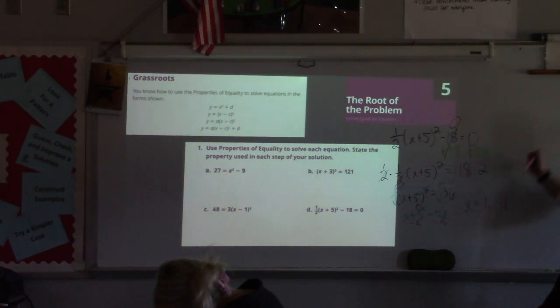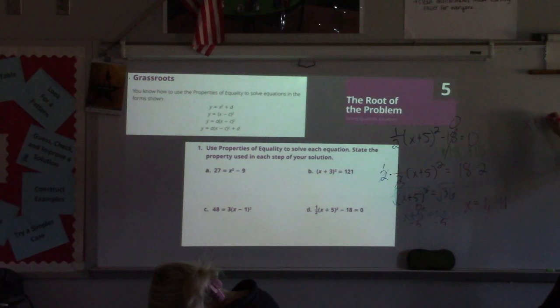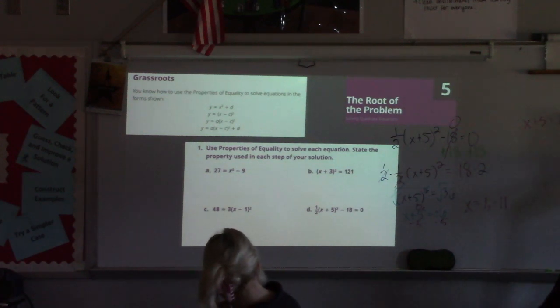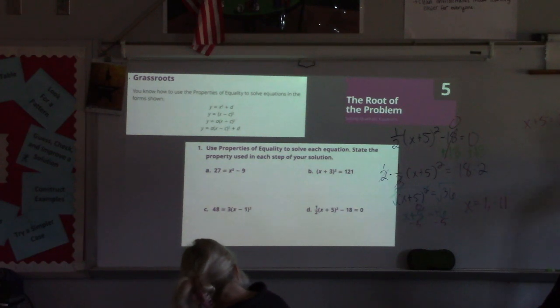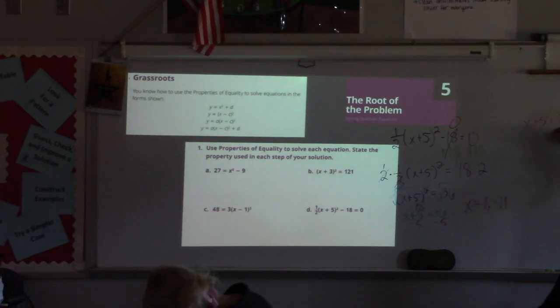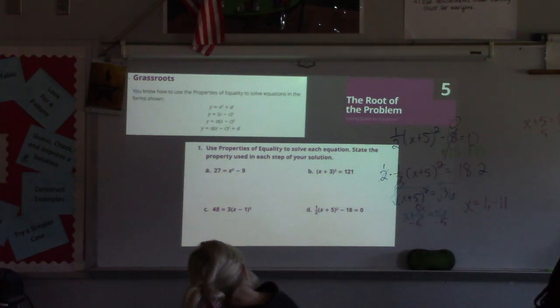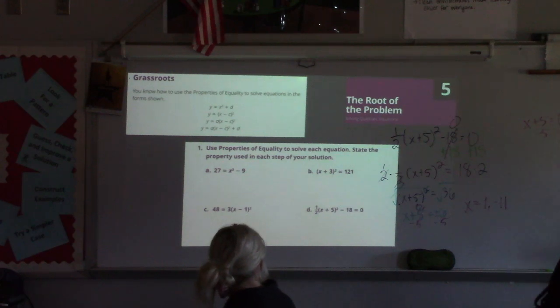Because remember, and that was a great catch by Jaden, x plus 5 is equal to 6, and x plus 5 is equal to negative 6. Right? So you have to think about it as positive 6 minus 5 and negative 6 minus 5. Does that make sense? We good on that?